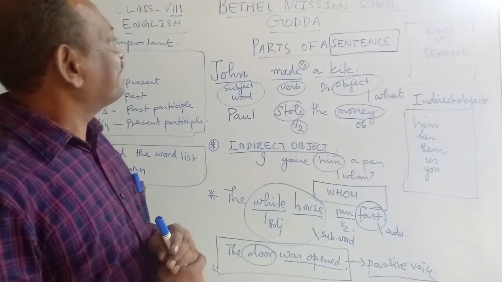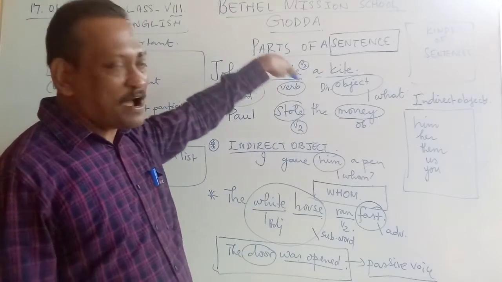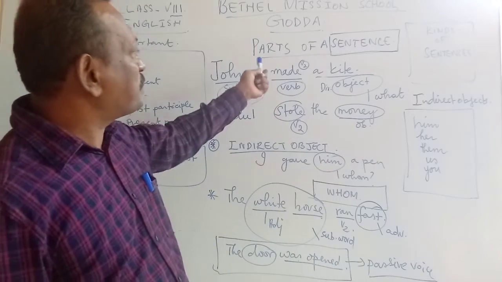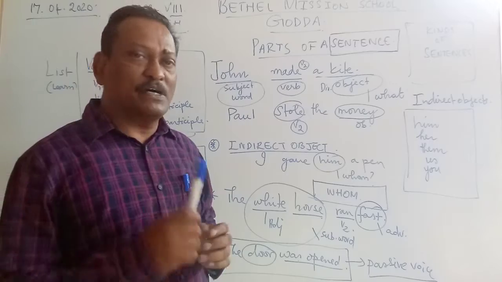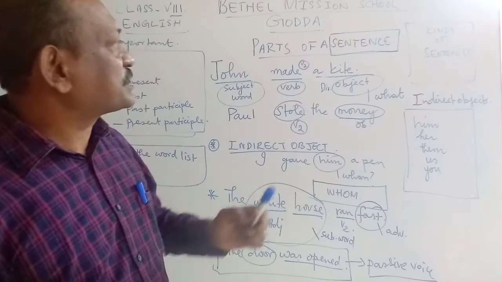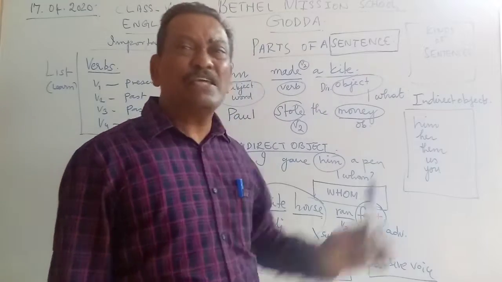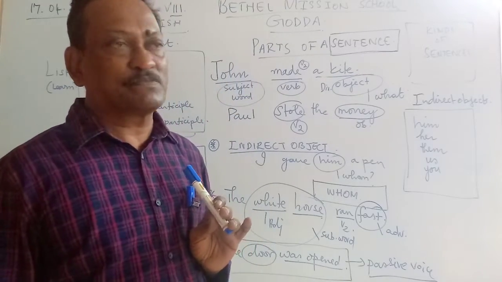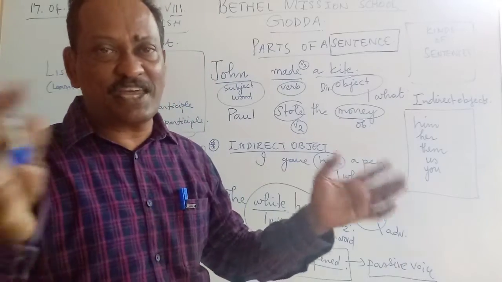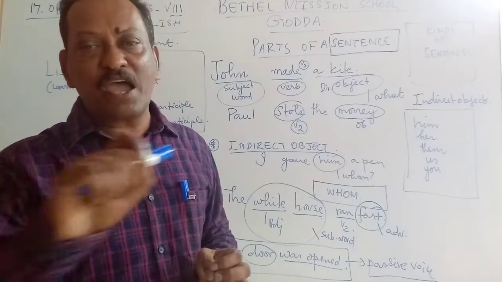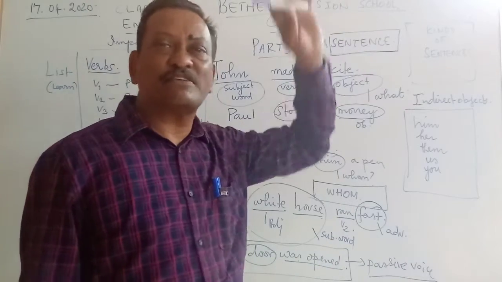Today we will be discussing a new part in English grammar, that is the parts of a sentence. If you remember, in yesterday's class, or in the last class, so to say, we discussed kinds of sentences. We discussed what an assertive sentence is. It is a statement. For example, I am teaching grammar and information. That is an assertive sentence.